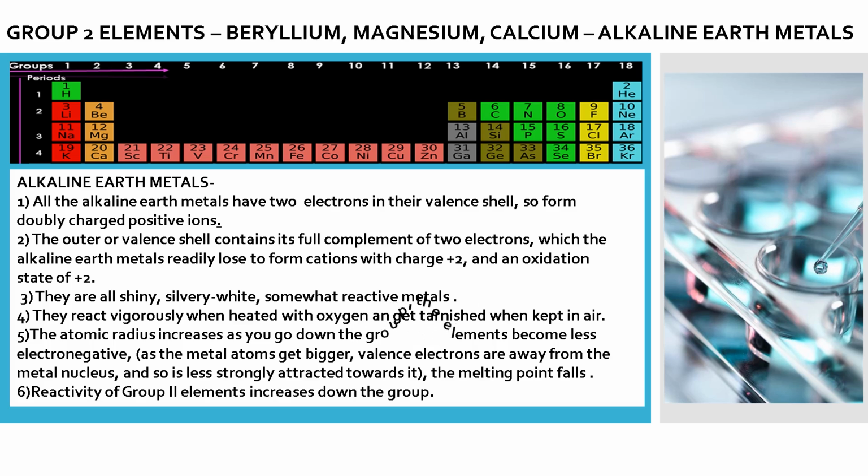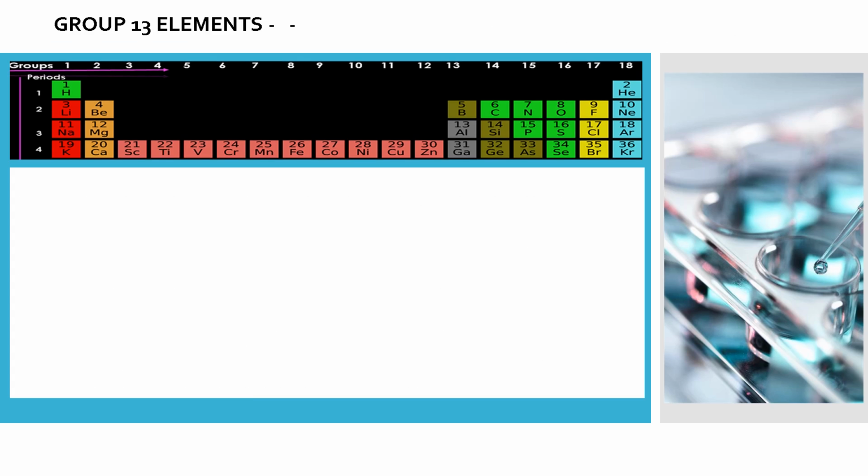The atomic radii increases as you go down the group. This is the same for all groups. The elements become less electronegative. As the metal atom gets bigger, valence electrons are farther from the nucleus and so are less strongly attracted towards it. The melting point also falls and the reactivity of group 2 elements obviously increases down the group, as they are readily able to lose the electron because of the distance of the valence electron from the nucleus.